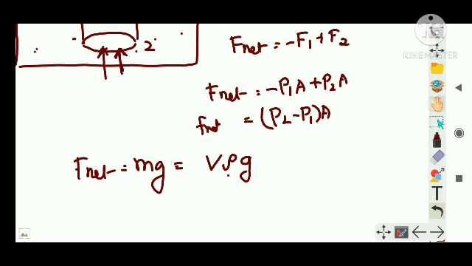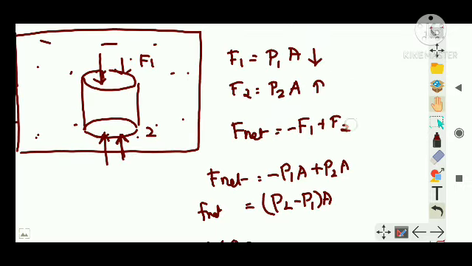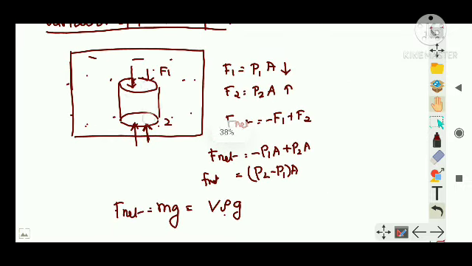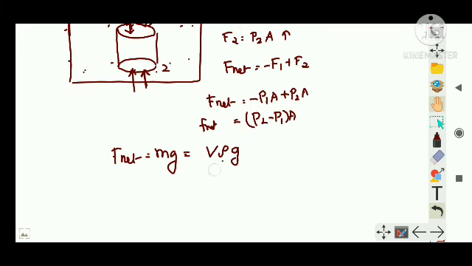Why did I write fluid? This rho is not the density of this material, right? The weight of the object will be equal to the weight of the liquid it has displaced. This you would have learned in your lower classes, right? Eureka, Archimedes principle. If you want to measure the weight of an object inside a liquid, you just have to measure the amount of liquid it has displaced. So mg, I will write as V into rho into g. V is the volume displaced, rho is the density of liquid, and g is acceleration due to gravity.